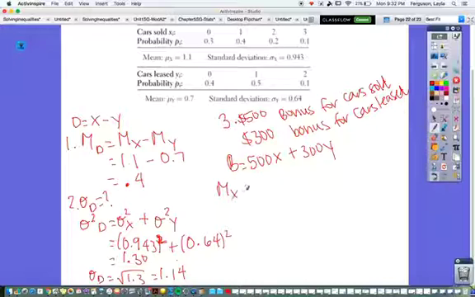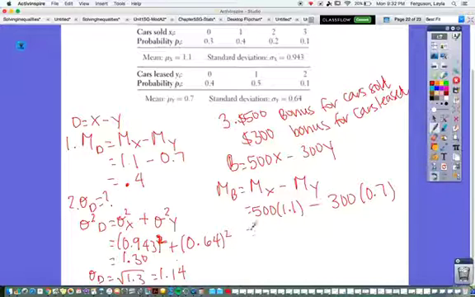So to find the mean for B, we would say the mean for X, oh, this should be minus in between, minus the mean for Y. So the mean for X we knew was 500 times 1.1. And the mean for Y we knew is 300 times 0.7. So 500 times 1.1 minus 300 times 0.7 would give us 340. So $340 is the difference in the bonuses for cars sold and cars leased.